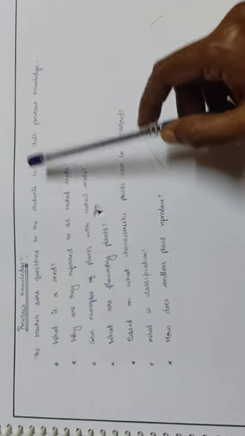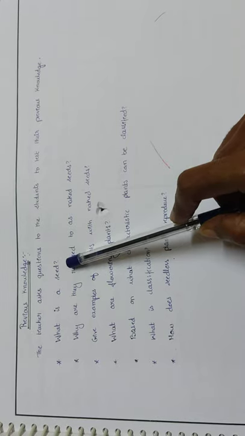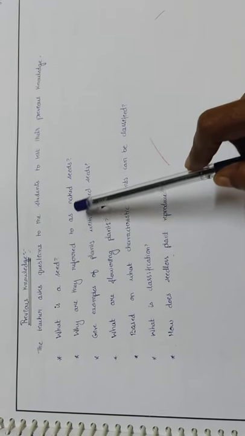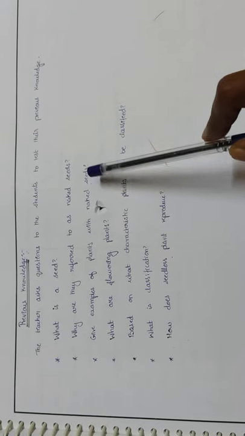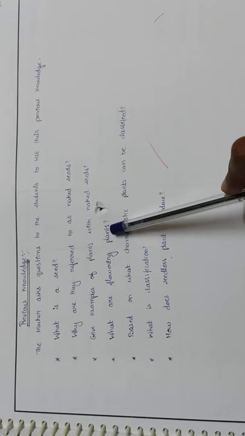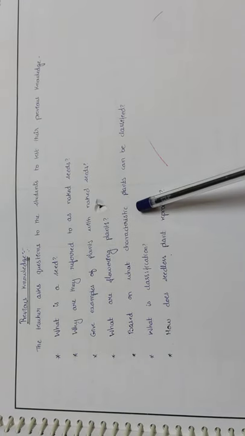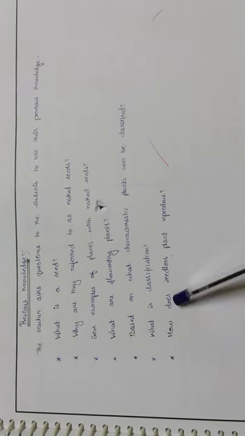Now we will move on to the previous knowledge. The teacher asks questions to the students to test their previous knowledge. What is a seed? Why are they referred to as naked seeds? Give examples of plants with naked seeds. What are flowering plants? Based on what characteristic can plants be classified? What is classification? How does a seedless plant reproduce?